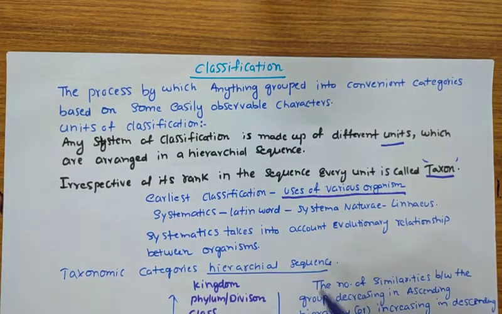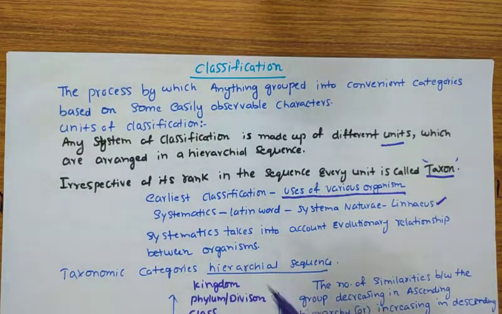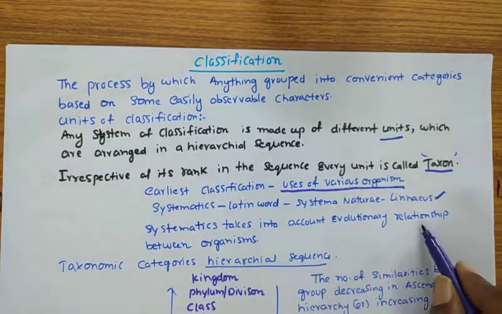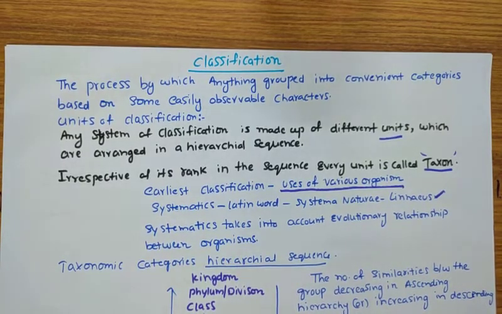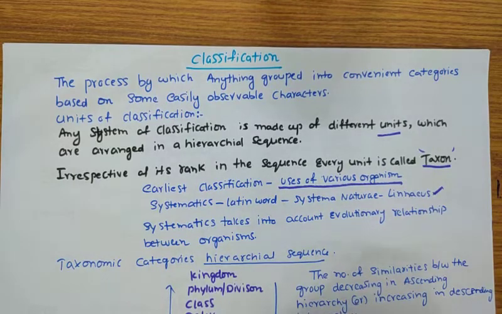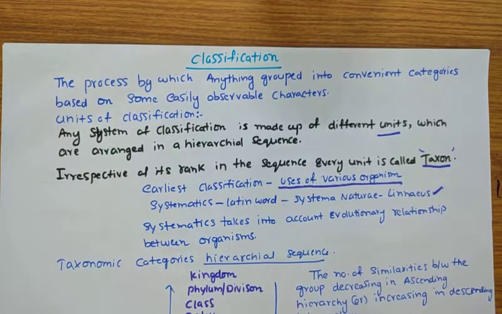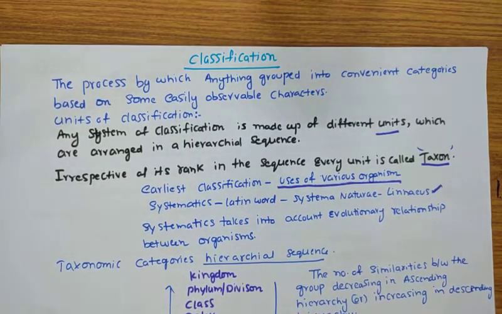Earliest classification was mainly based on uses of various organisms. Systematics is a Latin word; Systema Naturae was published by Linnaeus. Systematics takes into account the evolutionary relationship between organisms. Now observe the taxonomic categories. Species, genus, family, order are taxons. Next class, phylum or division is another taxon, and finally the top taxon is kingdom. This is the hierarchical sequence you observe.